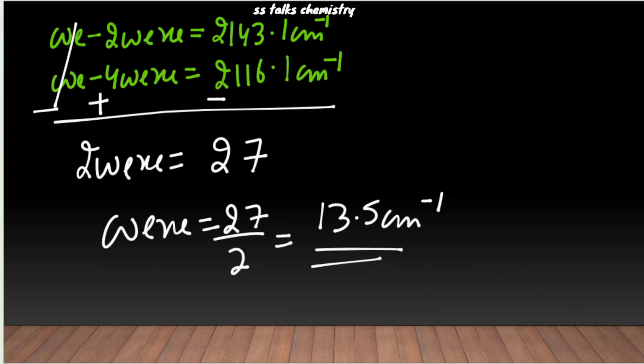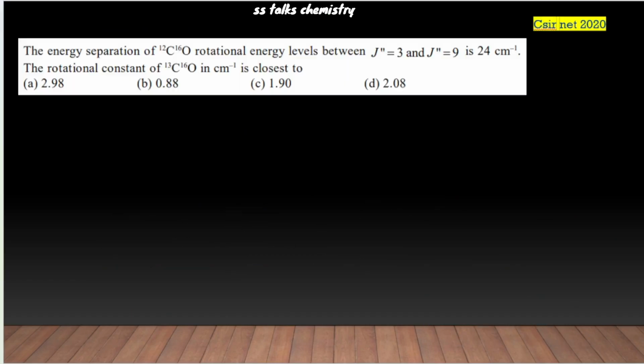So now let's move to our next question. This one, again the NET 2020 exam only. The energy separation for the carbon, which is having the 12 isotope, and oxygen 16 isotope, the rotational energy levels between J double dash value as 3 and the J double dash value as 9, it is 24 centimeter inverse. The rotational constant is closest to for 13 isotope of the carbon.